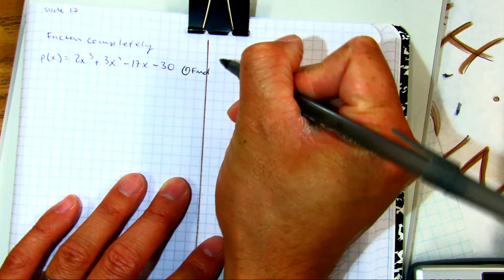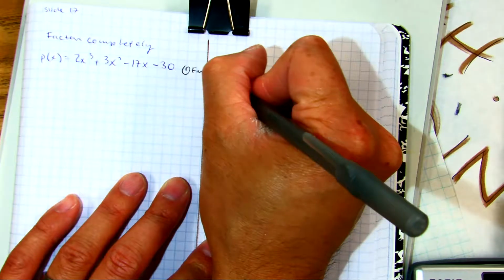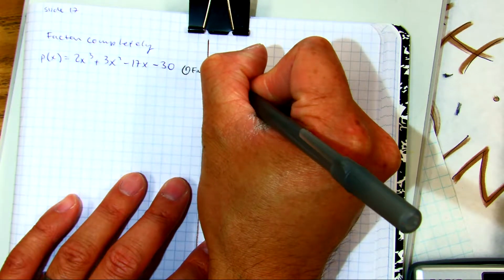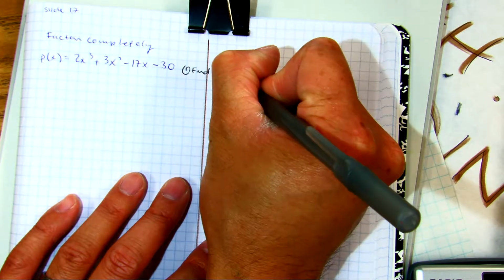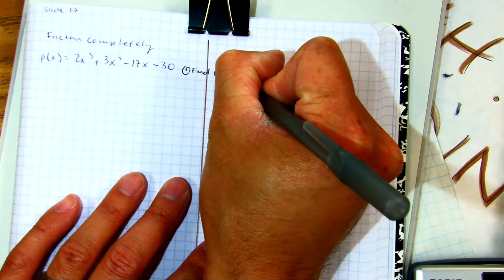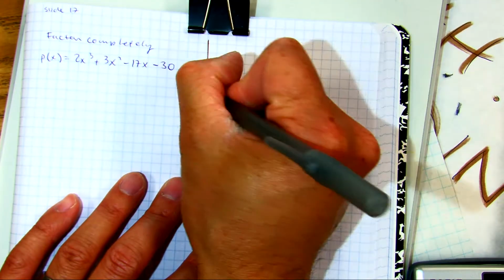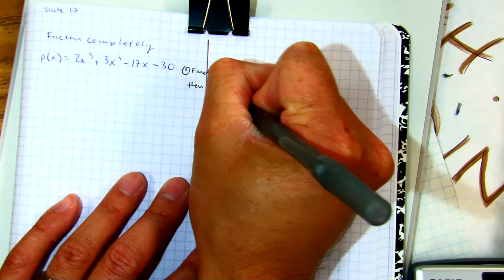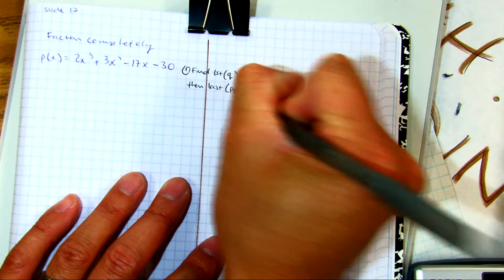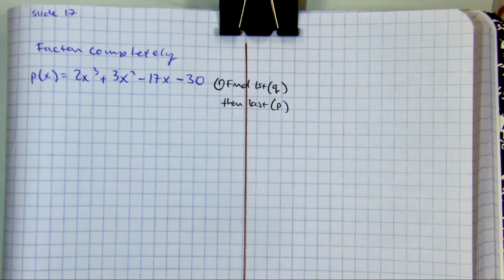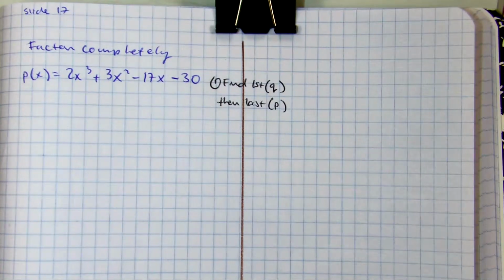Find the factors of the first term and last term. Q is first, right? Is that what you guys wrote? Then last, which is your P, okay? So let's do that together. Put your finger on the first term of the polynomial.